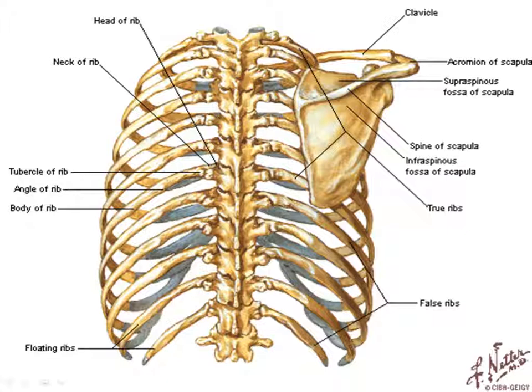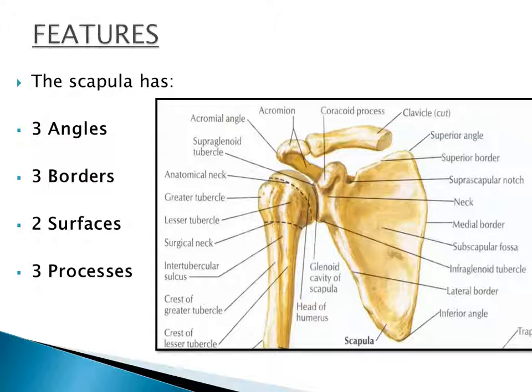This image is the posterior view of the skeleton of the thoracic region, which is showing the scapula present on the posterolateral aspect of the thoracic cage. Different views are shown so that you can understand the exact location of the scapula. Now we will discuss the features of the bone, the important landmarks which are present in the scapula.